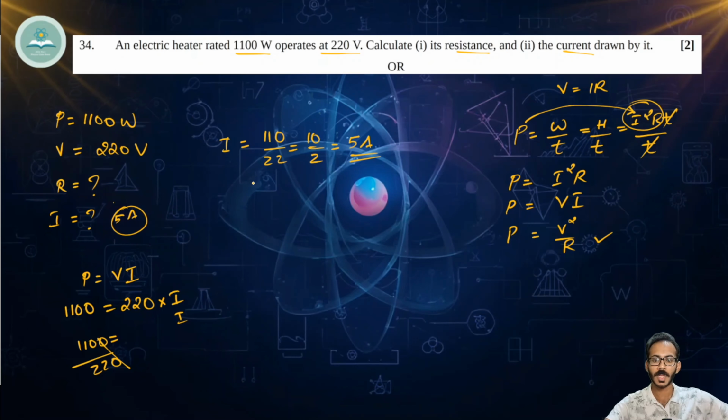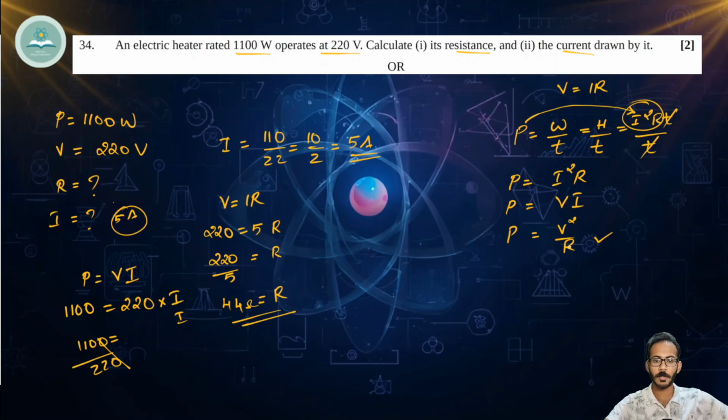Now let's find out the resistance. Now it's easy. You may use any equation to find out the resistance. So even Ohm's law can be used here. V is equal to IR. Here V is 220. I, we don't know. We got I, that is 5 ampere. Now R we have to find out. So R is equal to 220 divided by 5. 5 4s are 20. Again 5 4s are 20. So R is equal to 44 ohm. We got the answer.